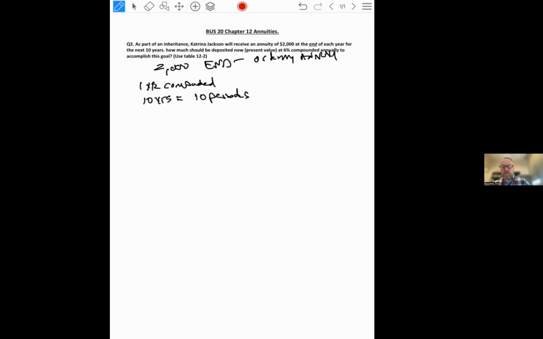So I need to go to my chart. I need to look up my table factor for 6% for 10 years. And because it's an ordinary annuity, I don't have to add or subtract anything. It's going to be whatever the table factor is. So the table factor is 7.36009. I multiply that by the 2,000 that they're going to be putting in every payment. She's going to have $14,770.18. So that's how much she has to put in.